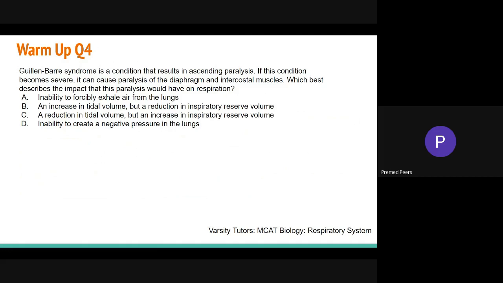Guillain-Barré syndrome is a condition that results in ascending paralysis. If this condition becomes severe, it can cause paralysis of the diaphragm and intercostal muscles. Which best describes the impact that this paralysis would have on inspiration?